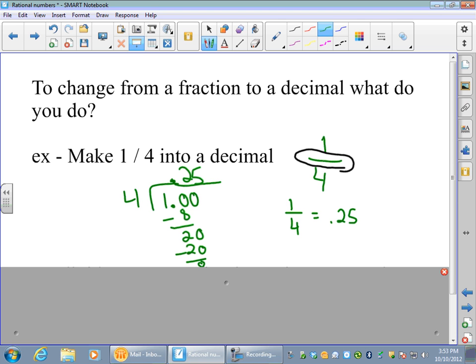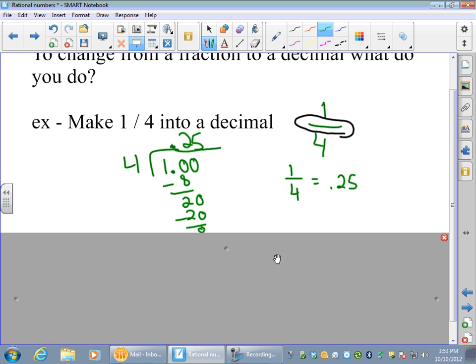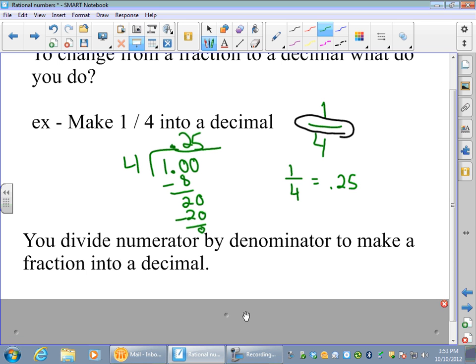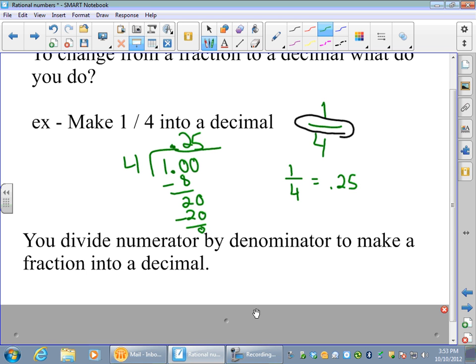But that's the important thing to remember. To change a fraction to a decimal, you divide the numerator by the denominator. That's it. So make sure you have that written down. And it's important because we're going to use that fact to discover what things are rational and what things are irrational. It's going to turn out there's a lot more things that are rational than are irrational.